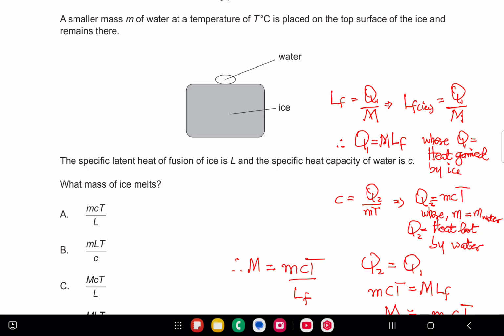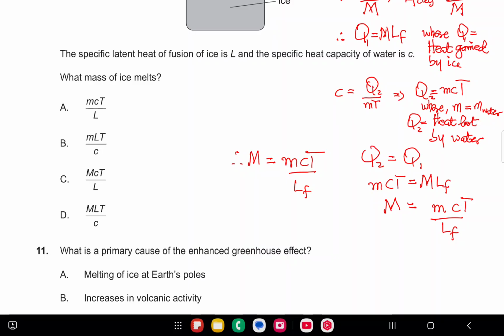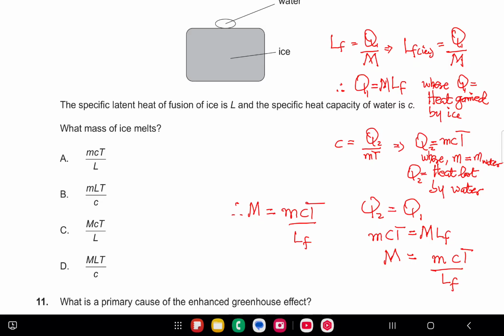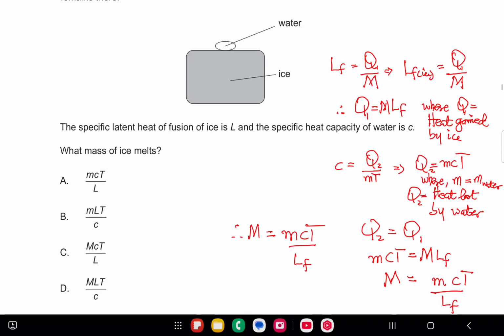Since the water is placed on top of the ice, the heat lost by the water, or the heat given off by the water, is equal to the heat absorbed by the ice to bring about the melting. So we can equate Q2 to Q1. When we simplify, we get the mass of the ice to be equal to the mass of water multiplied by the specific heat capacity of water times the temperature, divided by the latent heat of fusion of the ice.